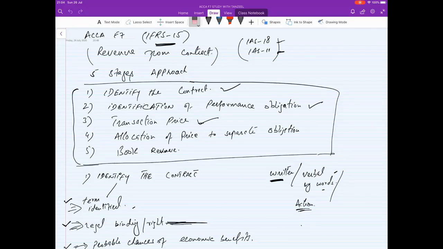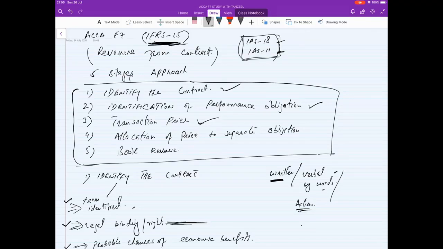Okay, today's topic is IFRS 15. Today we will talk on this topic, IFRS 15, which is revenue from contracts. It was IAS 18 and IAS 11, but they were replaced by IFRS 15. I will give you the overview before I do the practice and the questions.